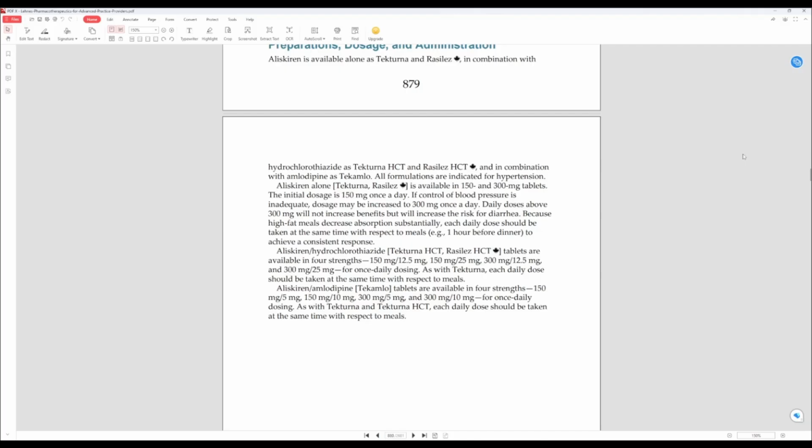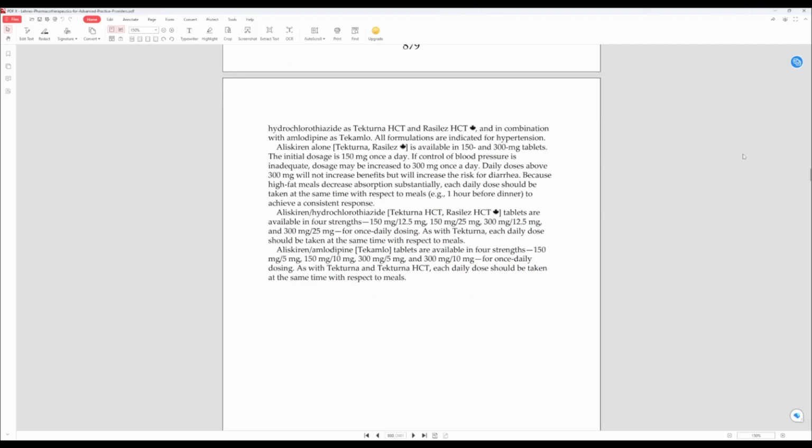Aliskiren alone is available in a 150 and 300 milligram tablet, and the initial dose should be 150 to start, once a day. If control of blood pressure is inadequate, dosage may be increased to 300 milligrams once a day. Daily doses above 300 milligrams will not increase the benefit, but will increase the risk for diarrhea. Because high-fat meals decrease absorption substantially, each daily dose should be taken at the same time with respect to meals, about 1 hour before dinner, to achieve a consistent response.